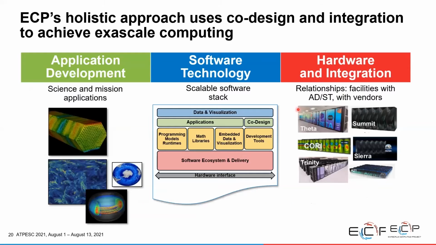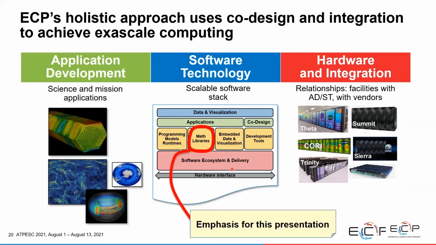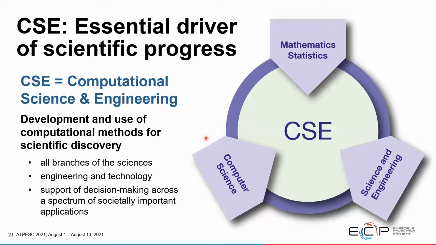And then there's the ECP, of course, which really uses a holistic approach to do co-design and integration of these different technologies to get to exascale computing. And so it really focuses on applications, software technology, as well as hardware integration to get to the final point here. And for us, we are interested in the software technology portion, particularly math libraries. That's what we are looking at.